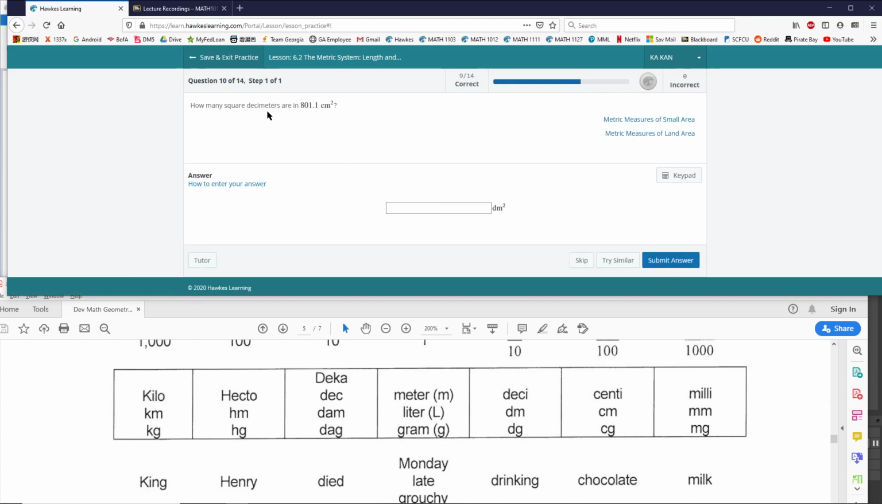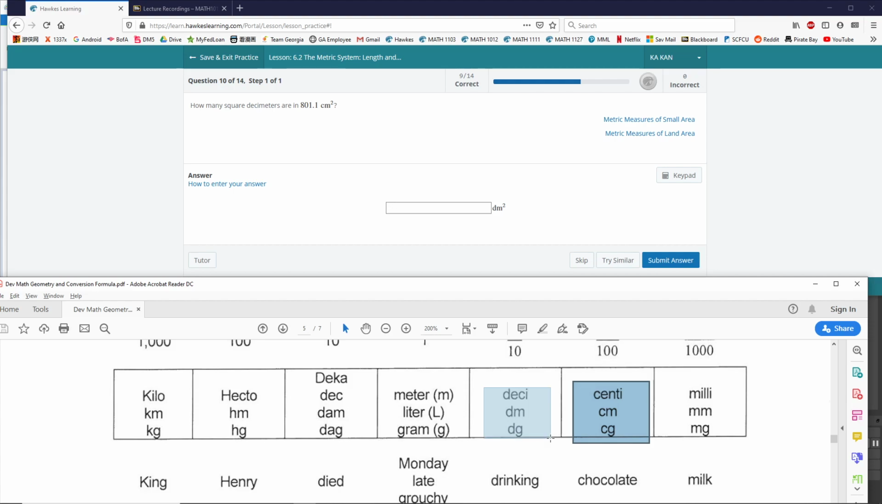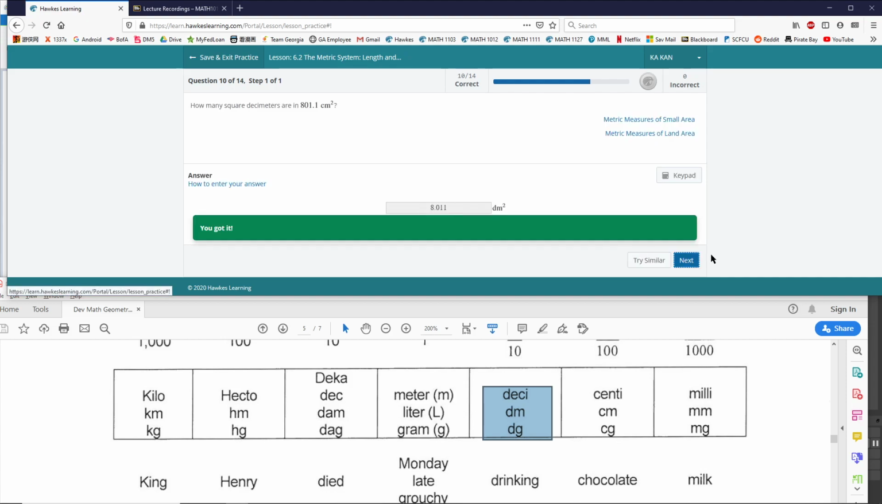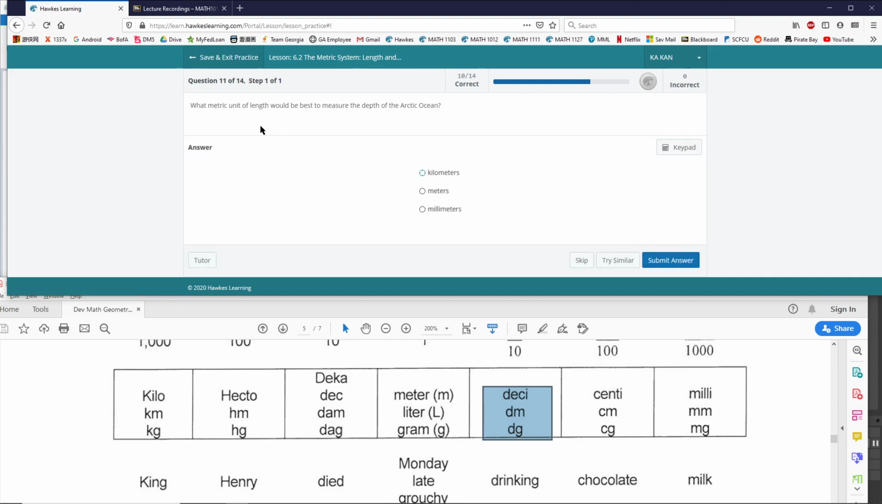How many square decimeters is this? Centimeter. So this is centimeter right here, right? This is decimeter, right? So you just got to move to the left 1 time. But this is a square, so you have to move it twice. So that would be 8.011. Done. So once you get used to it, it's very easy.